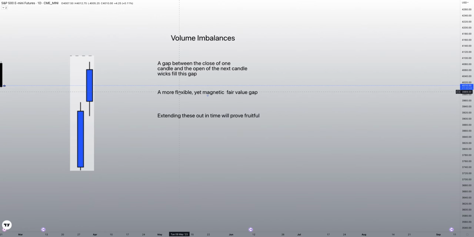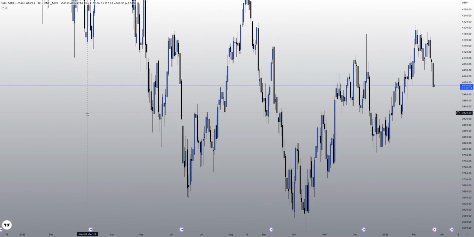It is more flexible and magnetic than a fair value gap, and extending these out in time can serve multiple uses. I have been really looking at them as break and retests, simple support and resistance ideas, and they cut through candles. So extending them out, you have hard lines, and we're going to get into that now. Let's move over into price.